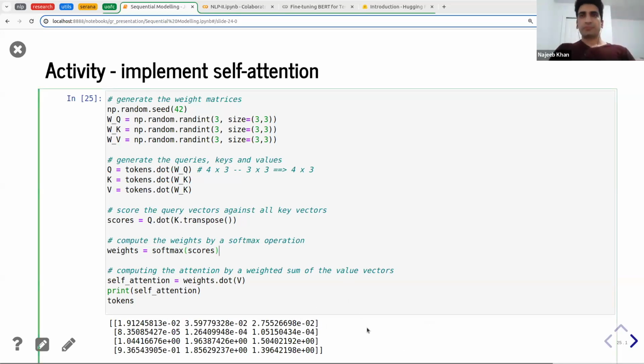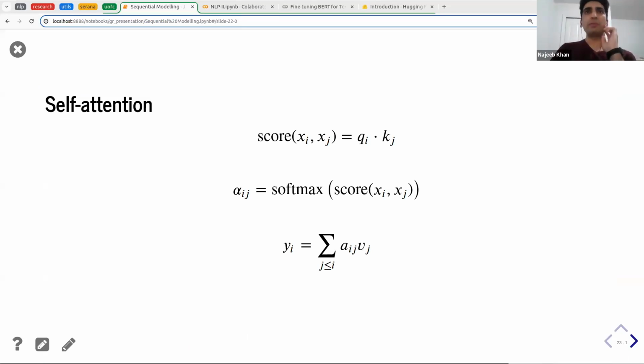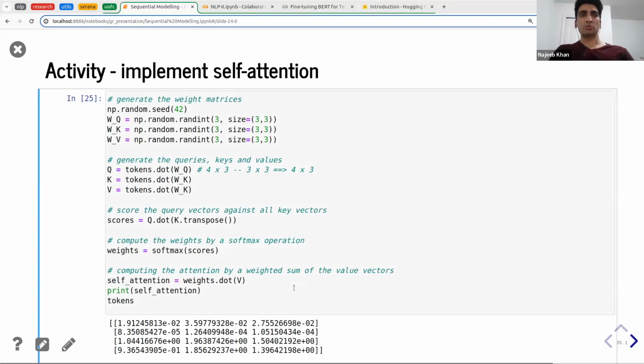So that's a brief dive into implementing self-attention. Depending on how familiar you are with NumPy and matrix multiplications, this could be either very straightforward or very complicated. But please do ask any questions you might have before we move on to the full-on transformer models that are powered by these self-attention mechanisms.